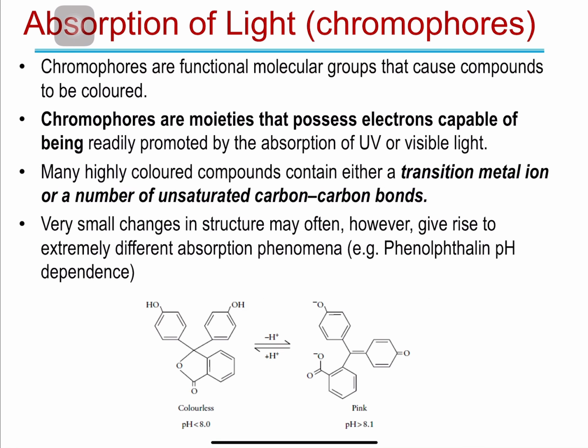Chromophores are functional groups that cause compounds to be colored. And usually chromophores have electrons that can be excited when they absorb light, because we know that absorption of light in the ultraviolet and visible region will cause excitation of electrons. These are mostly unsaturated carbon-carbon bonds, or systems that have many unsaturated bonds, or transition metal ions.